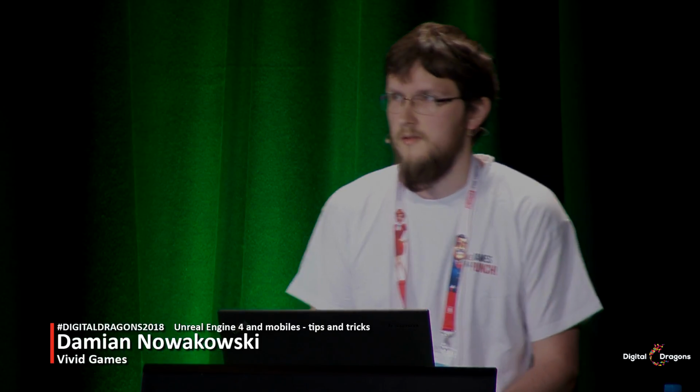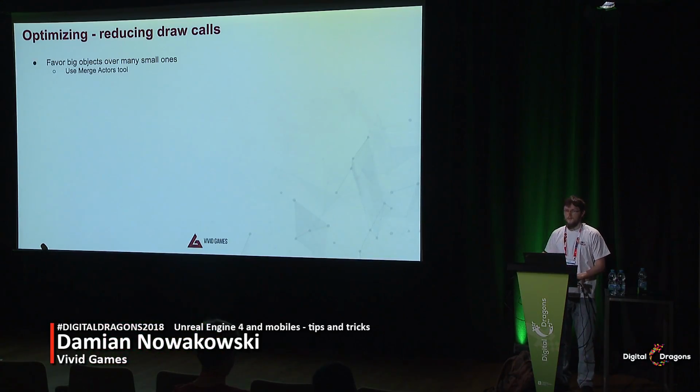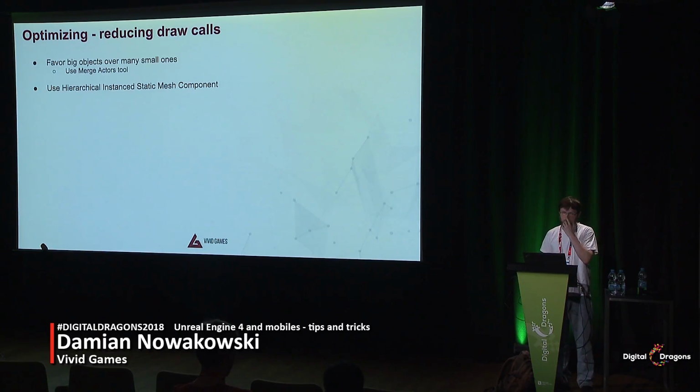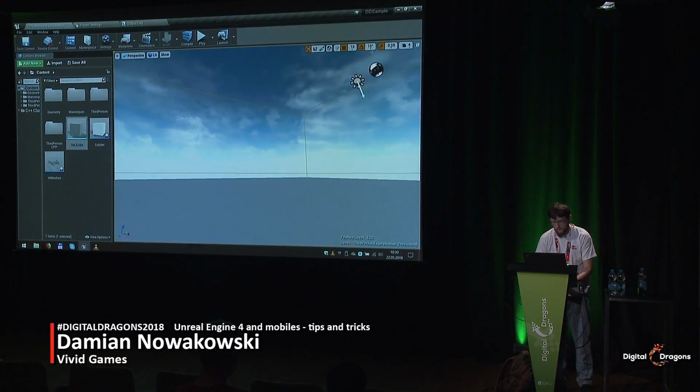Well, you have many draw calls because you have many objects that are drawn. And this is logical. So the first thing you can do is to favor big objects over many small ones. Unreal Engine has pretty nifty tools for doing this. For example, there is the Merge Actors tool, and there's the hierarchical instanced static mesh component, which allows you to draw many of the meshes in the game using a single draw call. And in fact, I think I will just show you how this can work.